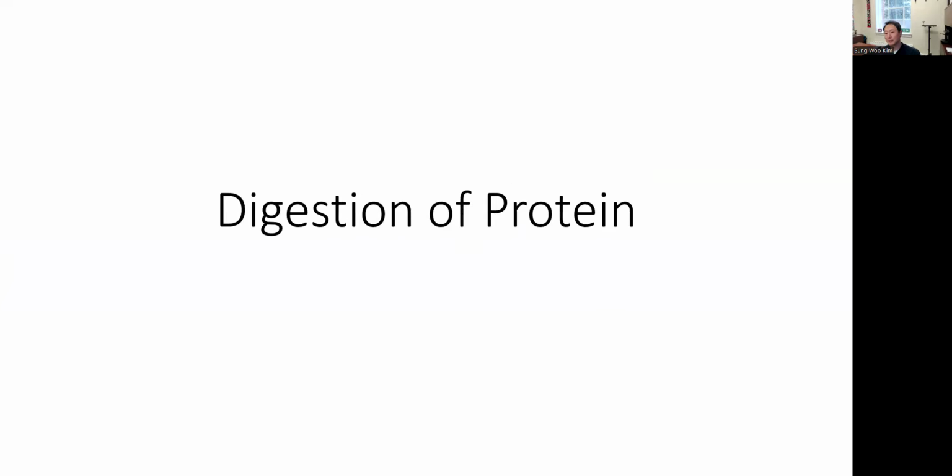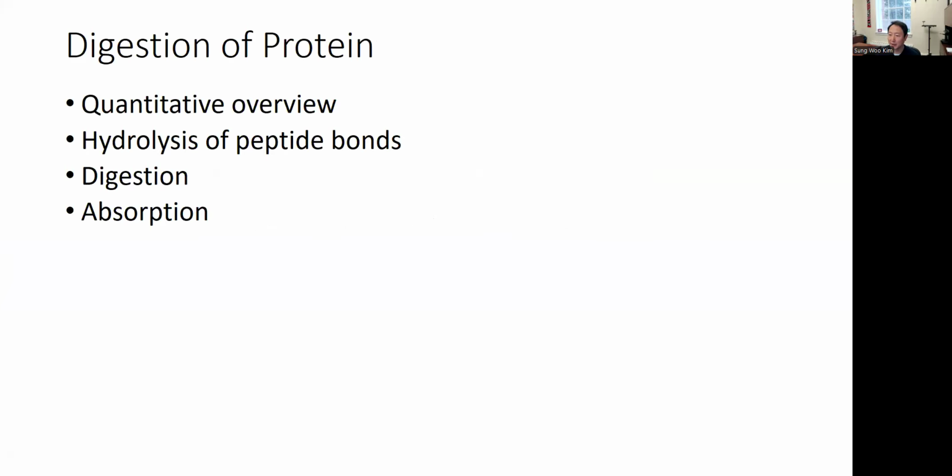Right, let's talk about protein digestion, how protein is digested. Before we get there, I'd like to give you some overview and remind you of the structure of the gastrointestinal tract, and then we'll move to the steps of protein digestion.